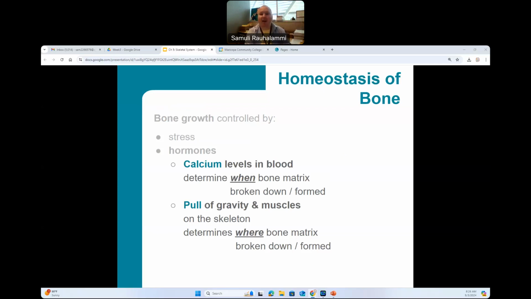take place. The other factor that I wanted to talk about is a pull. And this could be either due to gravity or through muscles pulling on a bone. This pull on bones determines where the bone matrix is broken down and formed. So again, we're seeing this interplay between, if you want to think of it more as a chemical basis and physical basis, that determines the bone remodeling. And this process takes place, like I said, throughout the lifetime.